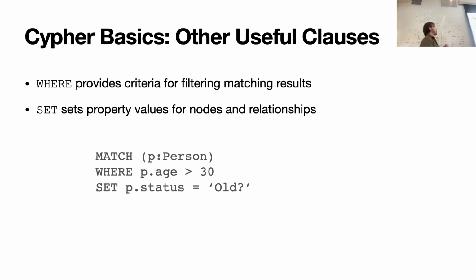Again, we're matching a person node, all the people, and we've given each node that we're returning a variable p, and we're checking its age property to see if that's greater than 30. So for all the people older than 30, we set their status to, tentatively, old. WHERE is how we filter based on property, and SET is how we can add properties to a node. Does that make sense?